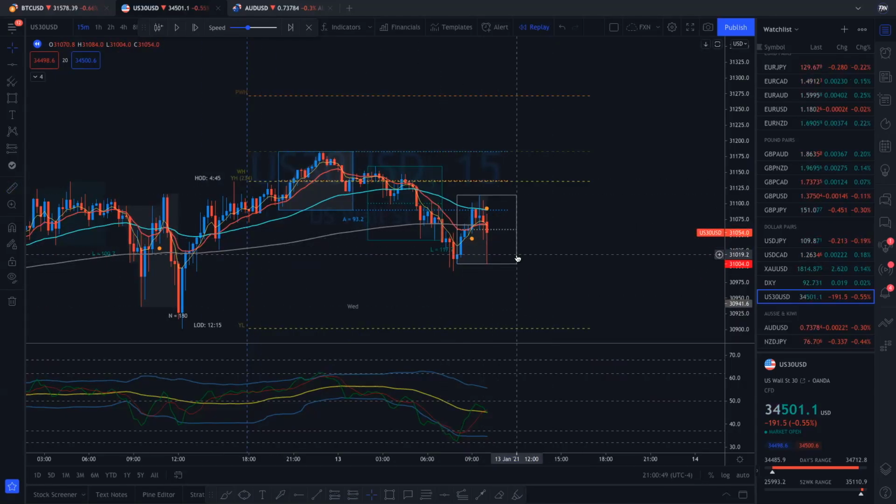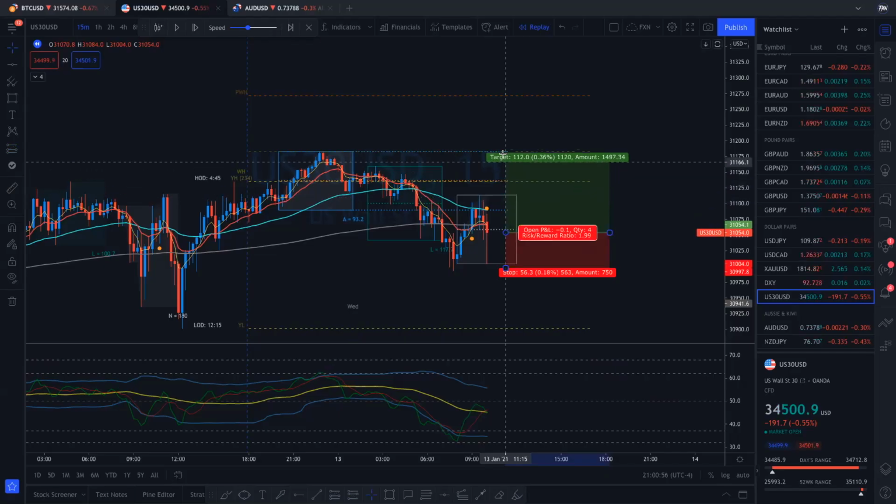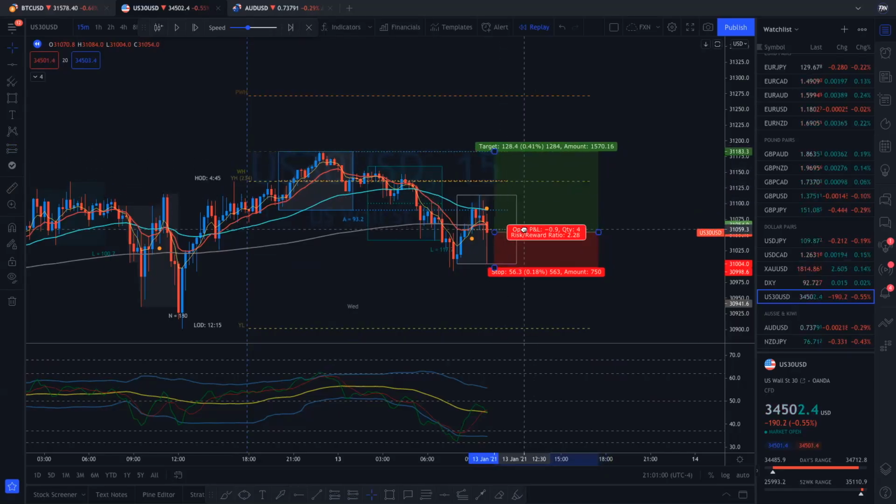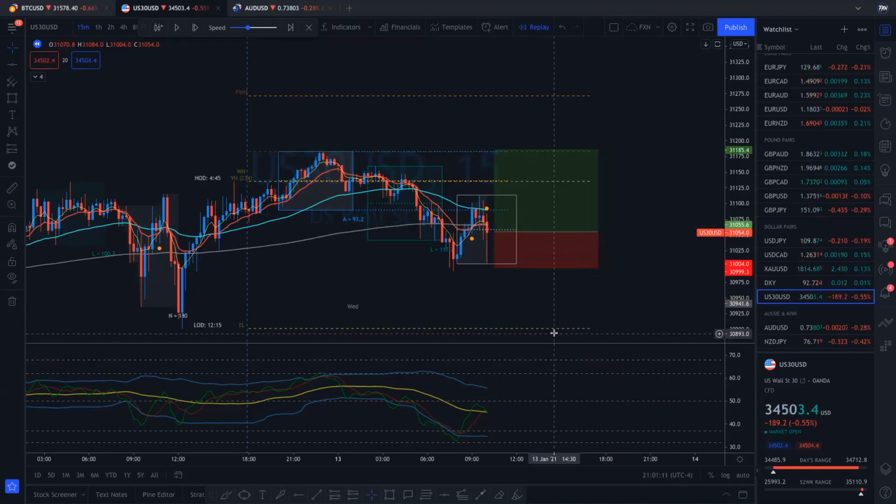52 pips to what would that be? You'd have to go somewhere all the way up here. So risking like 56 for 128, 130 almost, basically, to get close to a 2 to 1.